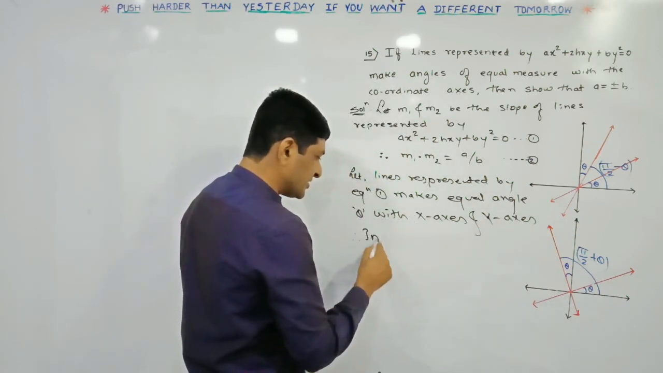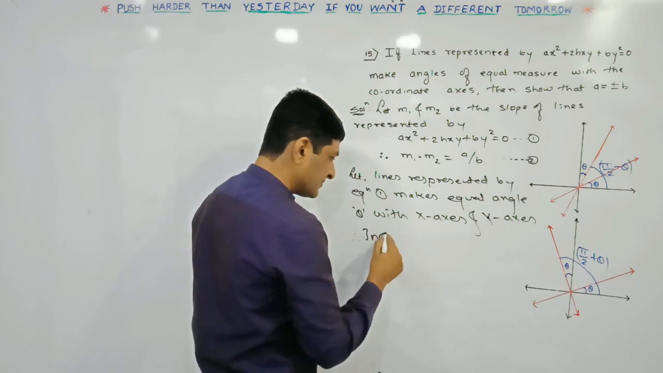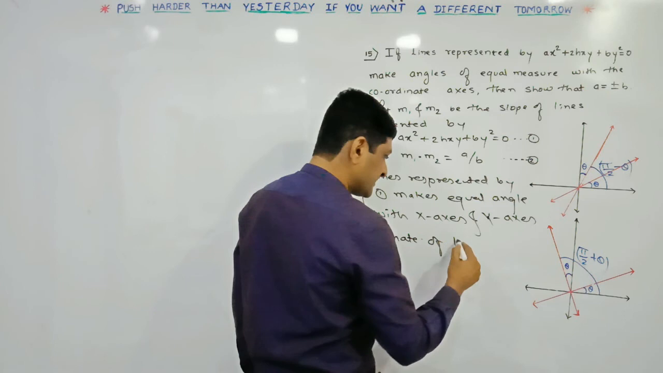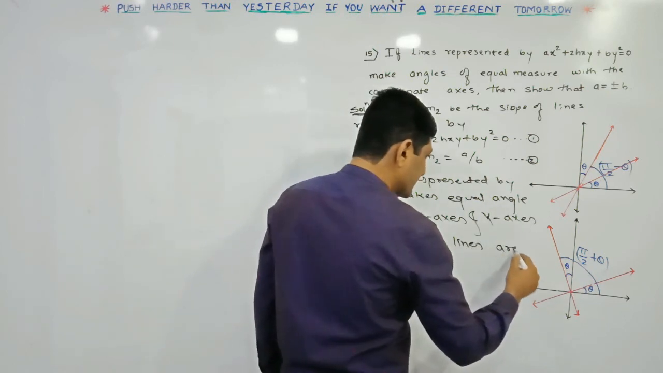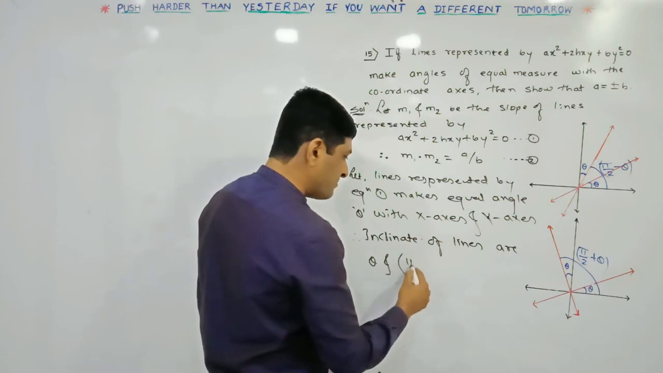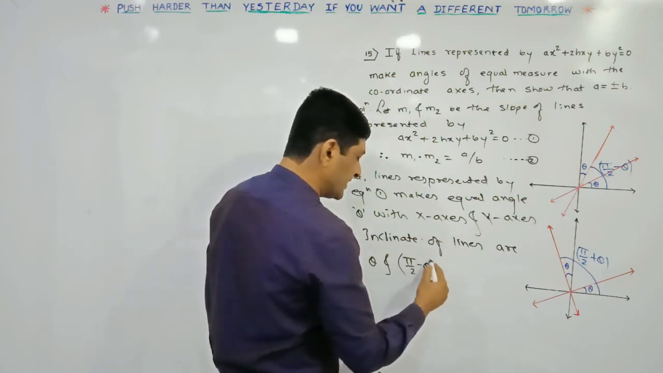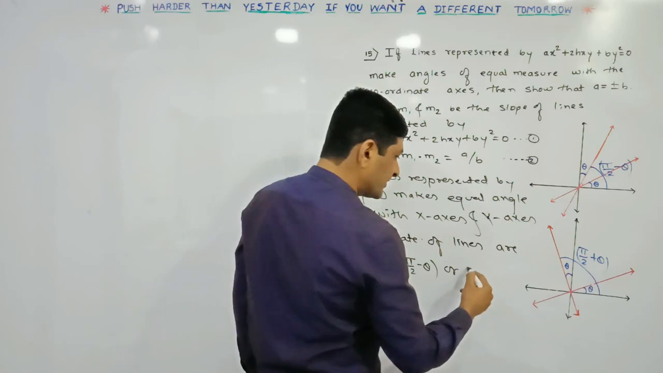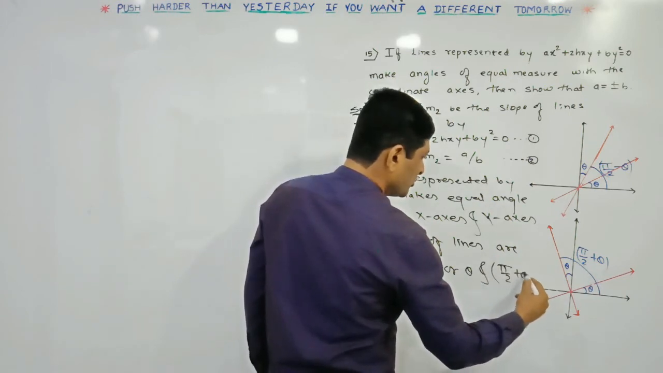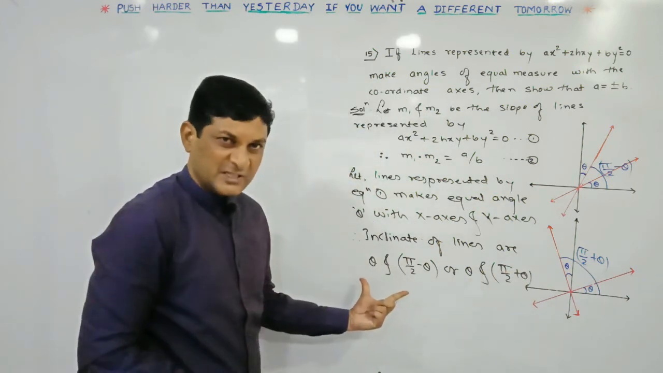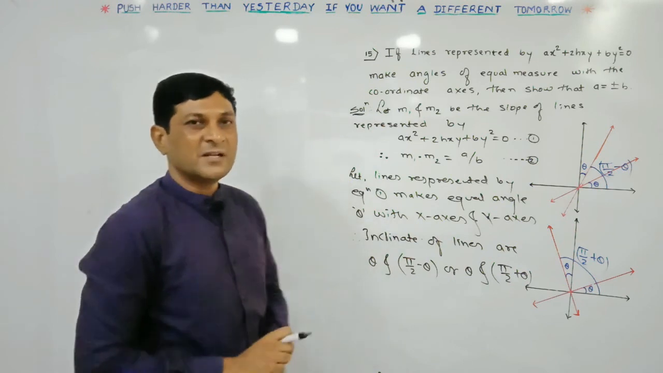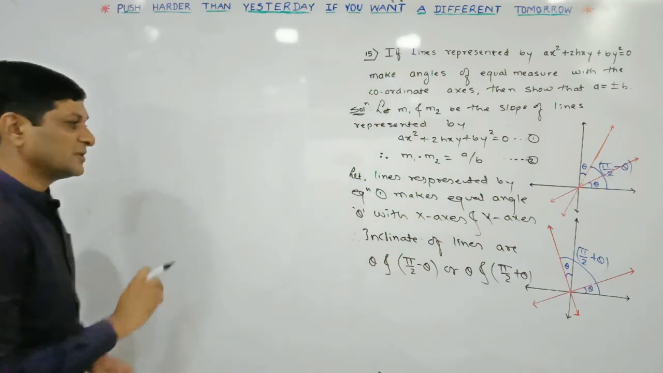Therefore, what are the inclinations of the lines? Theta and pi by 2 minus theta, or theta and pi by 2 plus theta. Two possibilities are there. Once the inclinations are known to us, we find out the slopes.